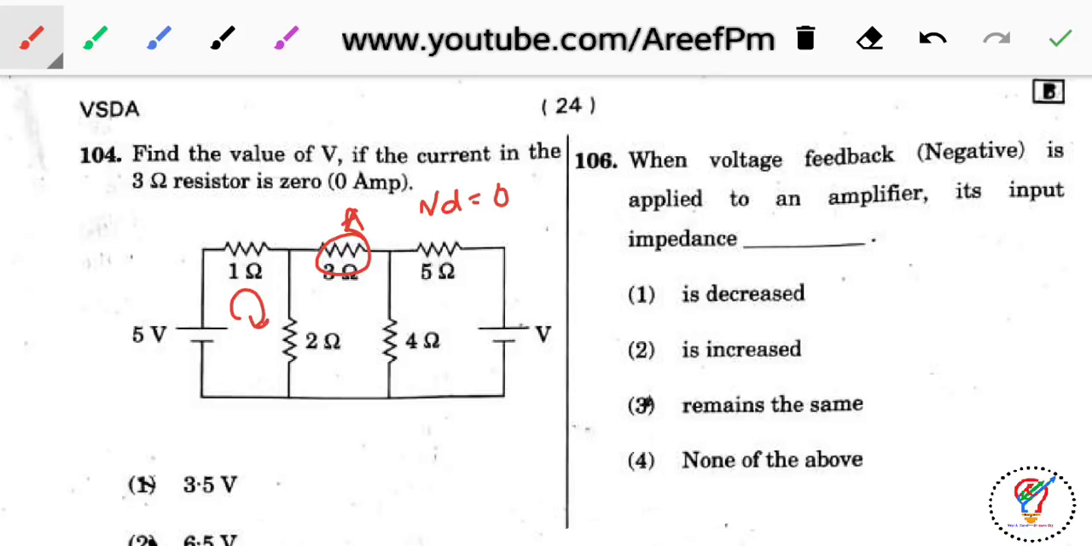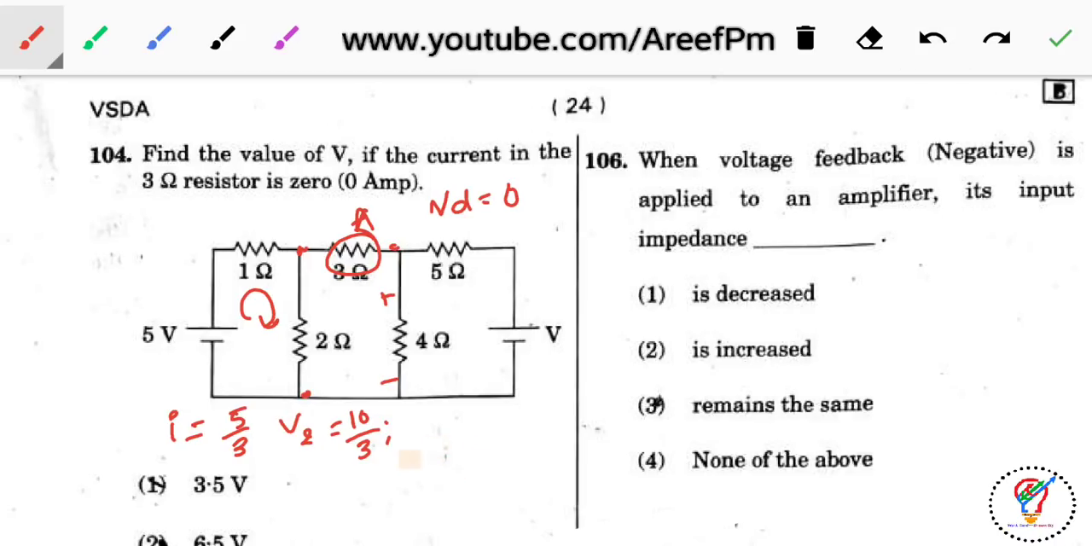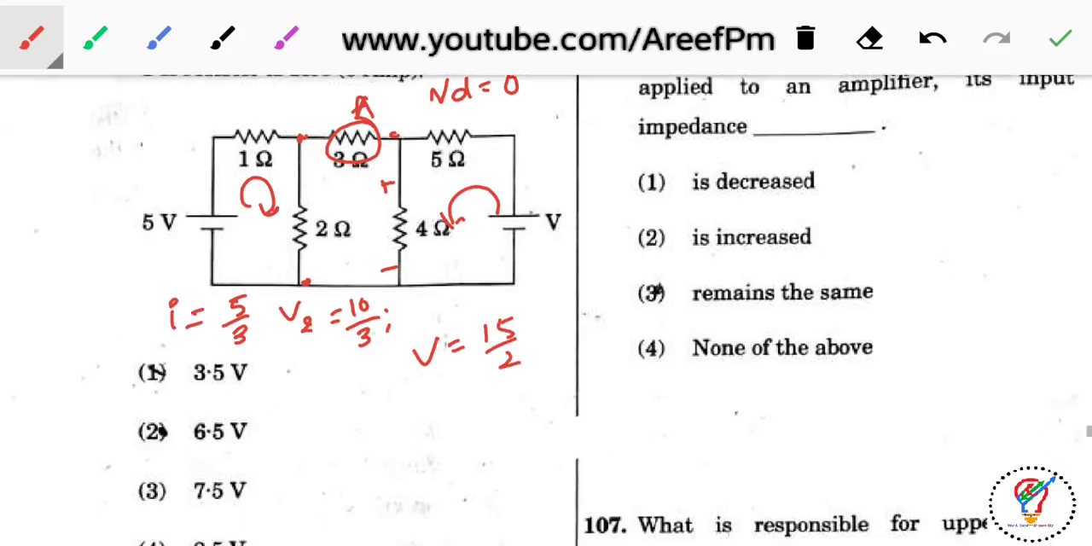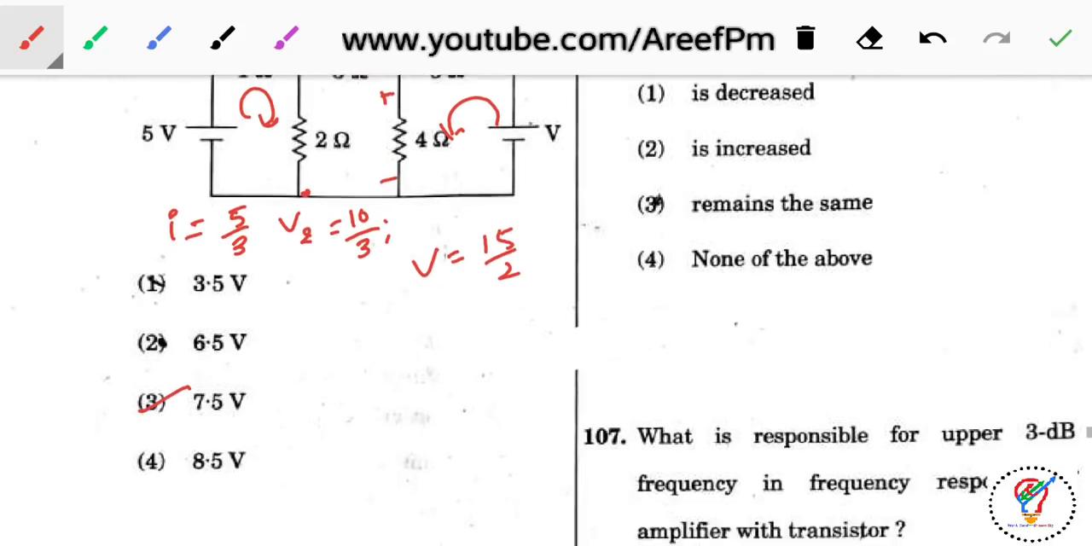Now apply the KVL in this loop. Okay, here we'll get I is equal to 5 divided by 3. Now what is the voltage here? So voltage across 2 ohm resistor, V2 is, so it is 10 by 3. So same voltage will appear here. Why? Because same potential here. Now what you can get? So minus 10 by 3 plus, or I can apply the voltage division rule here. By applying voltage division rule, V is going to be 15 by 2 here. You can apply voltage division rule, or directly I can solve here. I'll get an answer of 7.5 here.